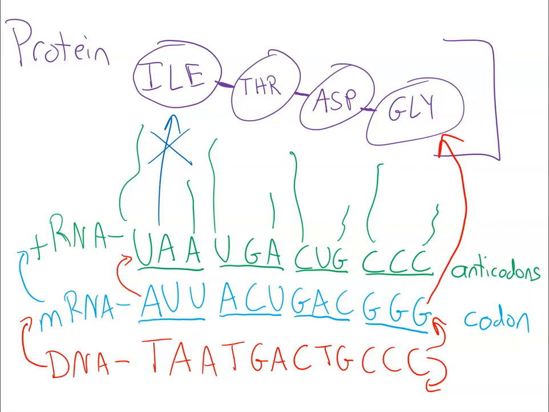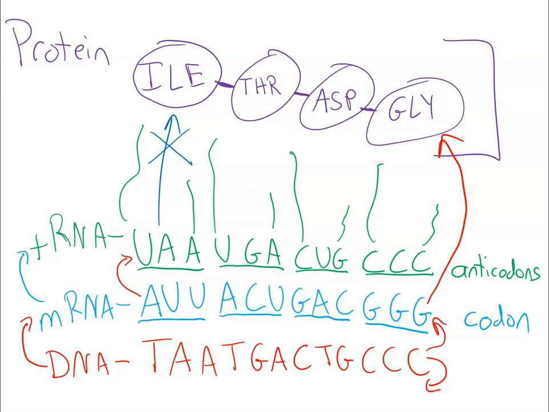So this is what I'm going to be asking you to do. Go from one strand of DNA to the other, go from one strand of DNA to mRNA, go from codon to anticodon, go from codon to amino acid. Now, going from codon to amino acid, of course, you are going to be using the genetic code.